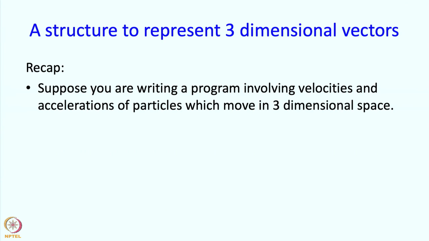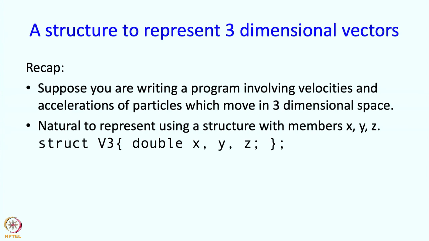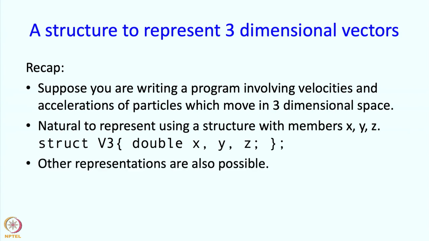So, say you are writing a program involving velocities and accelerations of particles which move in three-dimensional space, then you would find it natural to represent the vectors using a structure with members x, y, z. So, V3 is the structure type, okay, so for three-dimensional vectors, and its members are x, y, and z, which are all doubles. And of course, other representations are also possible. So, how do you use this struct V3?